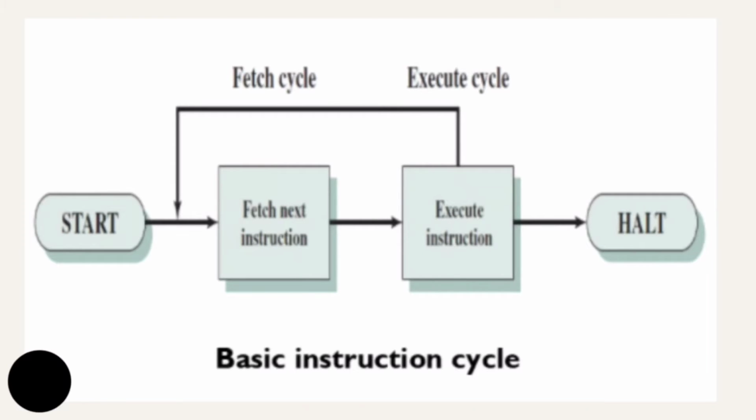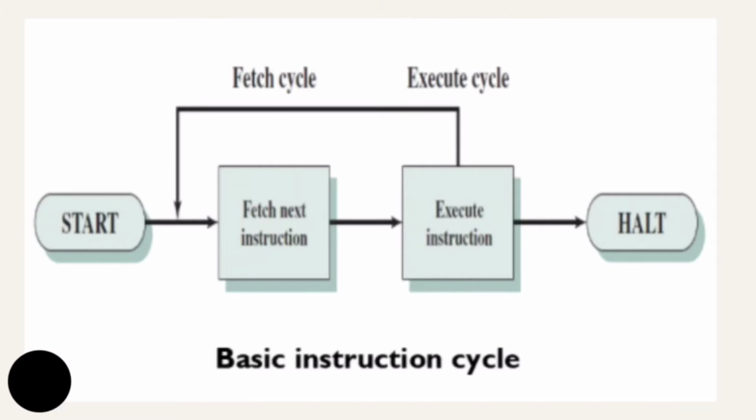Program execution consists of repeating the process of instruction fetch and instruction execution. The instruction execution may involve several operations and depends on the nature of the instruction. Program execution halts only if the machine is turned off, some sort of unrecoverable error occurred, or a program instruction that halts the computer is encountered.